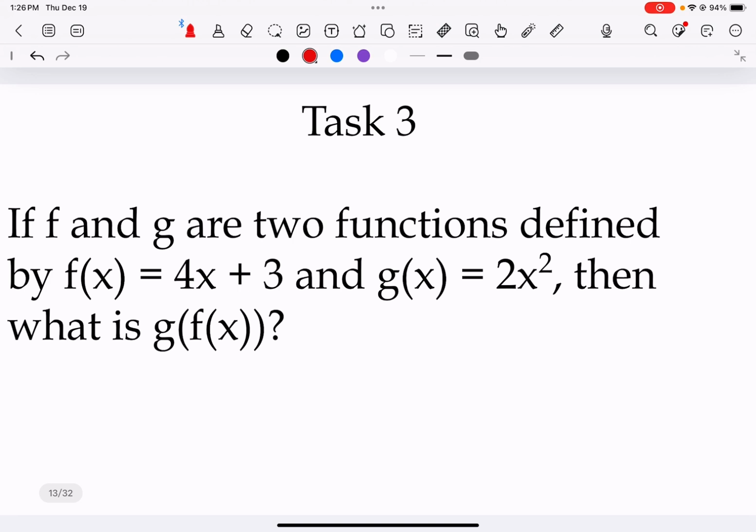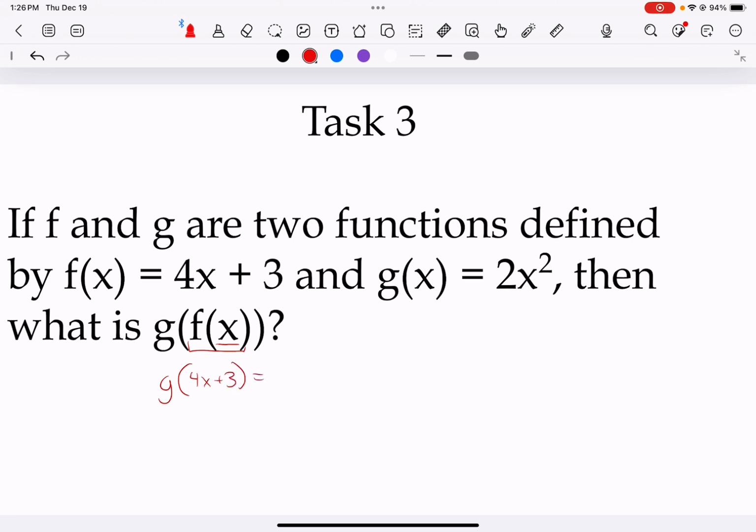f and g are two functions. Now f of x is 4x plus 3 and g of x is 2x squared. What is g of f of x? Since I have an x on my innermost parentheses, I know that my answer is going to have an x in it. So I'm going to replace f of x and find g of 4x plus 3.